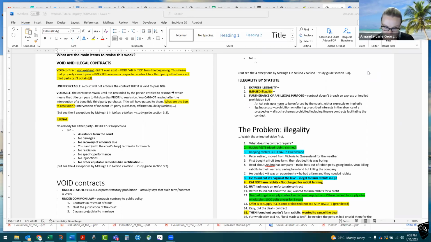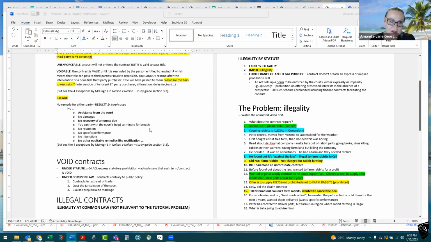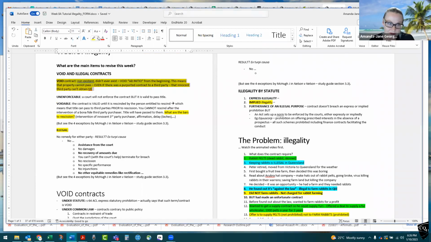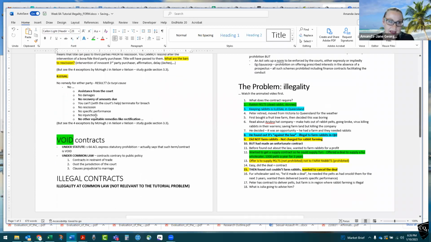So void contracts, they are these little beasties, void. I'll do that in green. And you can have contracts that are void at common law and contracts that are void via statute. And probably one of the best examples of void contracts by statute is Section 64 of the Australian Consumer Law.